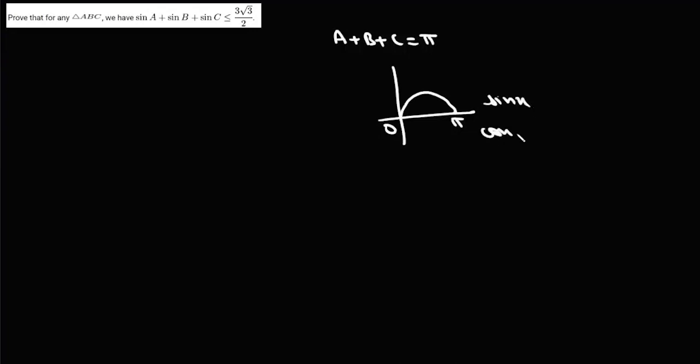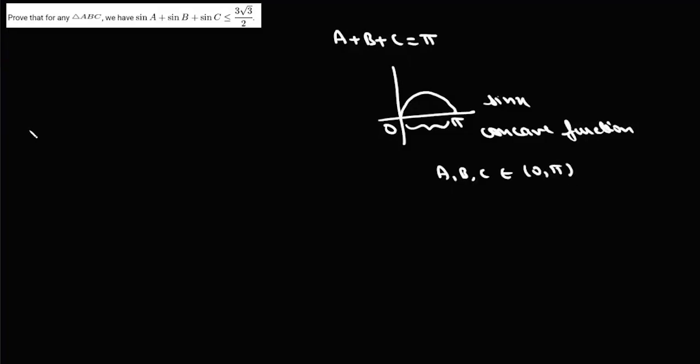Here the question is, prove that in any triangle ABC we have sin A plus sin B plus sin C always less than or equal to 3 root 3 by 2. Now we know that in a triangle the sum of angles is pi. So A plus B plus C is pi. Now we know that this sine function is a concave function in the interval 0 to pi. A, B and C belong to 0 to pi.